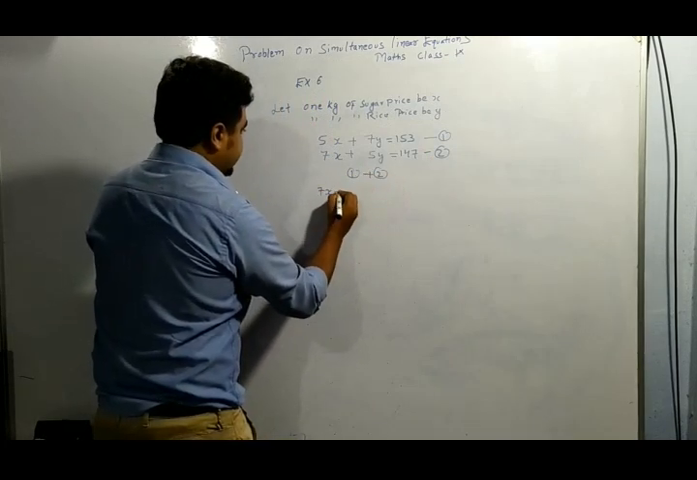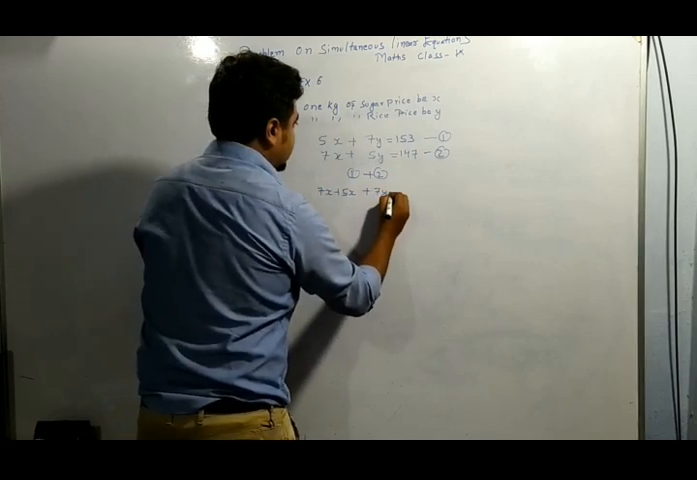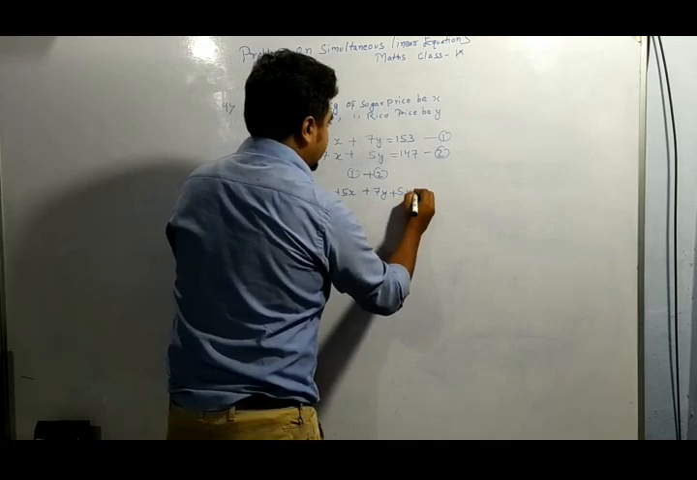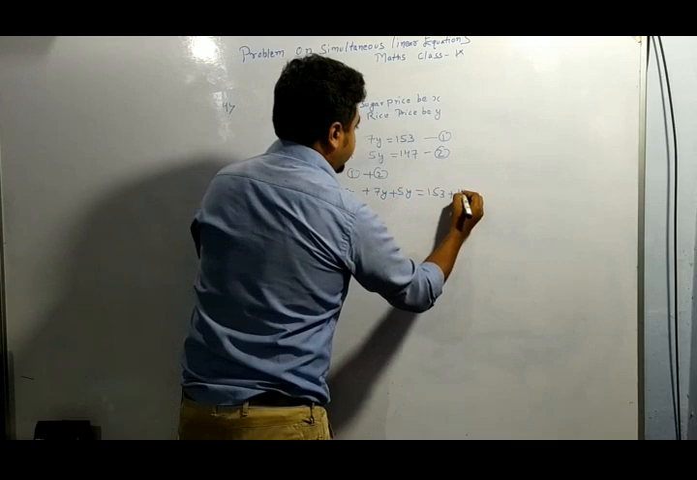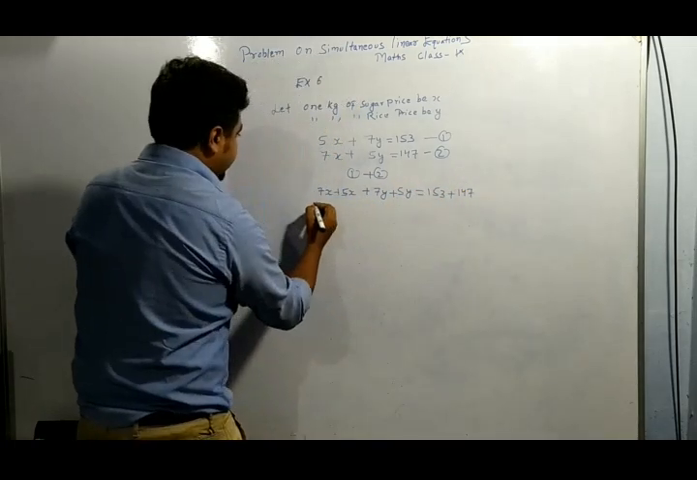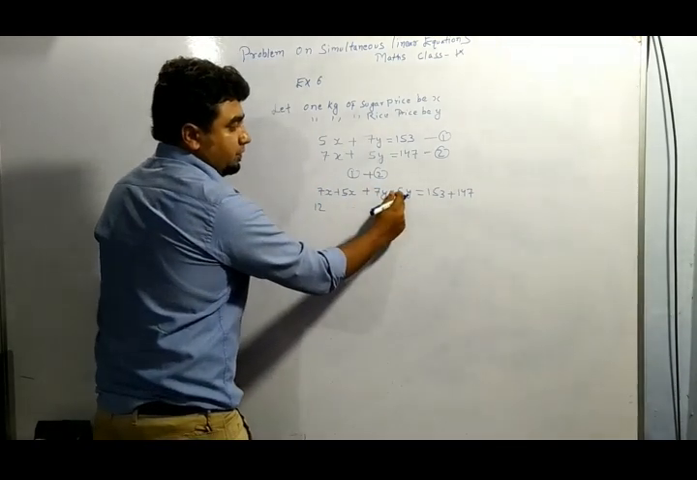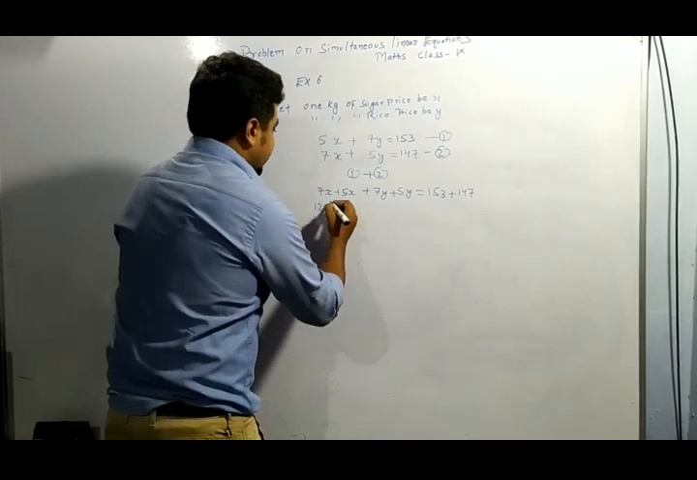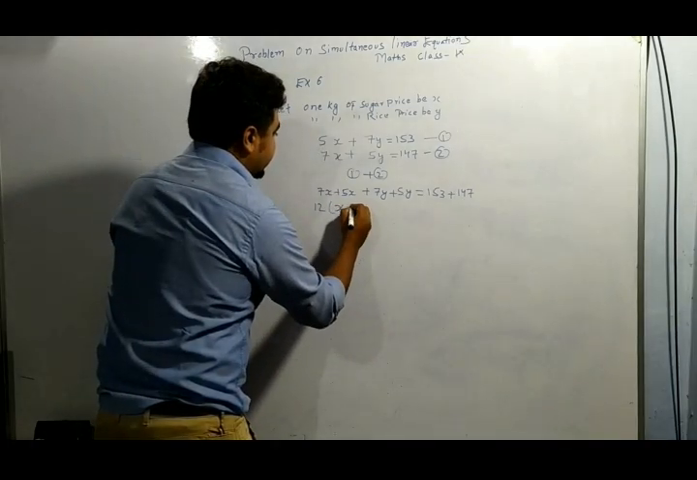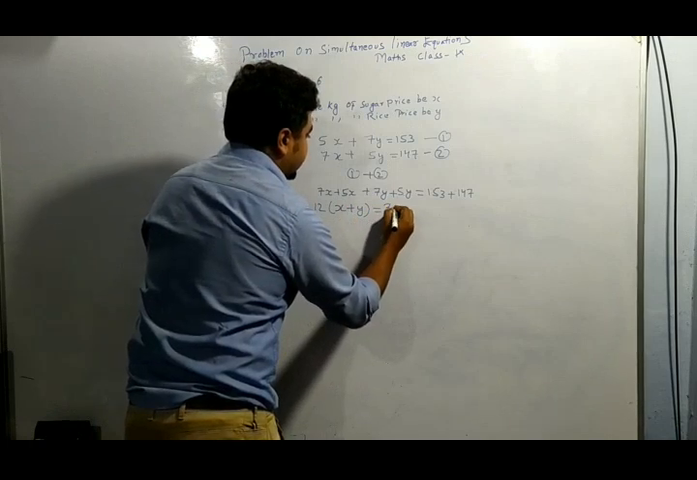7x plus 5x, and here you will be getting 7y plus 5y equal to 153 plus 147. So from here we are getting 12 as common. 7 plus 5 is 12x, 7 plus 5 is 12y. We are getting 12 as common, so 12 times (x plus y) is equal to 300.